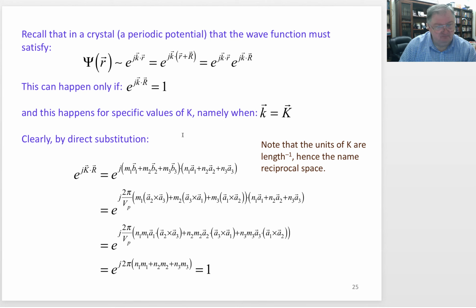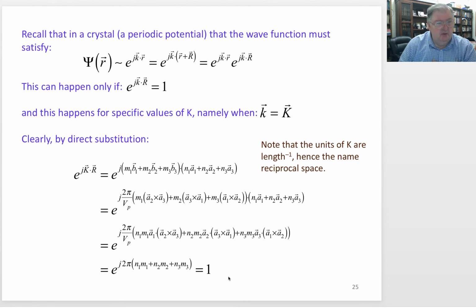And if you want to convince yourself, I've done it for you, but you could look at your leisure, the fact that this is indeed equal to 1 when little k equals big K. Put in the details, do the math, you see you wind up with e to the j, an integer multiple of 2 pi, which is indeed 1.